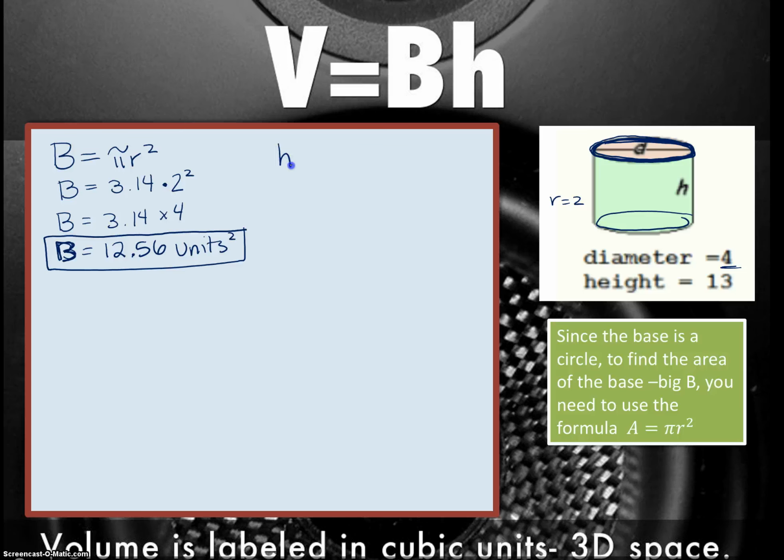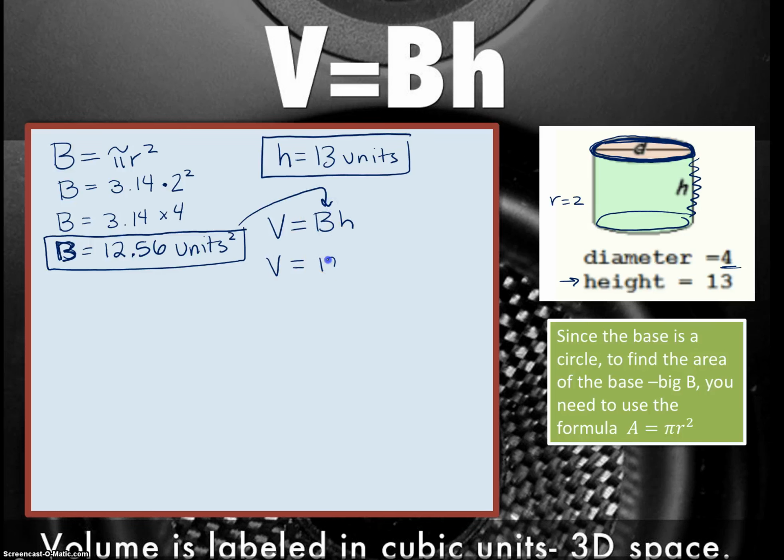Now I need to find the height. The height is a number that I haven't used yet, and the height is given to me right here. It says the height is 13 units. So I label it in units just because it's one-dimensional. And then to find the volume, I write the formula V equals big B times H. I substitute my answer for big B in.